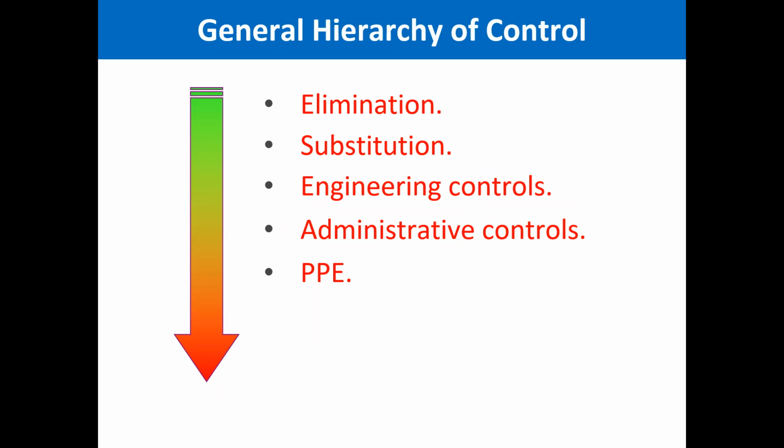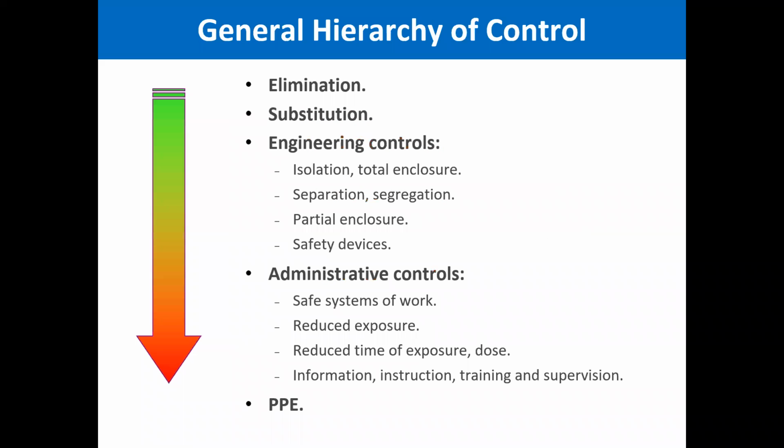Then there are engineering controls. Engineering control is basically when you change the design of a product, change the design of the workplace, or change the design of a machinery. That is called an engineering control. Then there are administrative controls, and then there is PPE. Now, what are engineering controls? What kind of engineering controls are there?